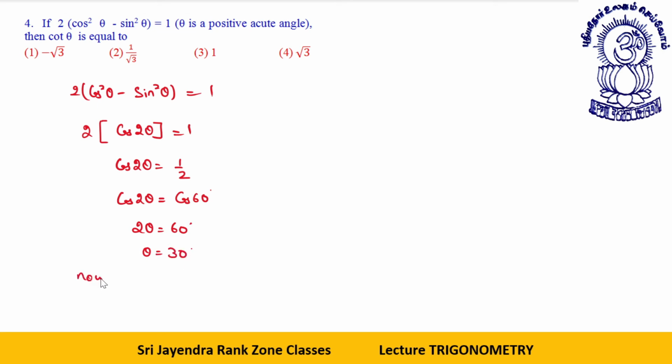Now cot theta, or cot 30 degree, is what? Root 3. Option number 4 is your answer. Am I clear to all of you, dear students? Now next one.